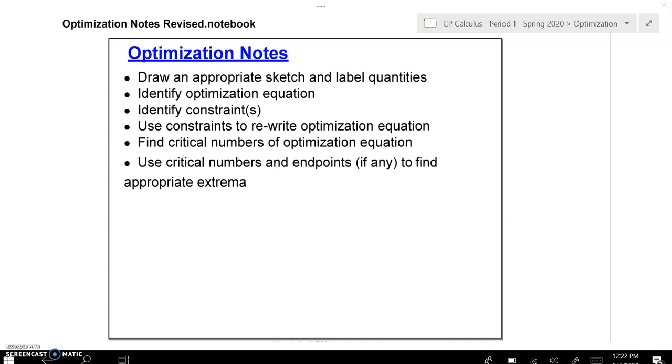Finding critical numbers: remember, finding critical numbers involves taking the derivative, setting the derivative equal to 0, and then solving for x, or whatever variable we're looking for. Those critical numbers are important because they tell us where the maximums and the minimums are. So if we're trying to optimize something and maximize or minimize it, knowing the locations of those critical numbers, where we have a horizontal tangent line with a slope equal to 0, is what we need to be able to optimize.